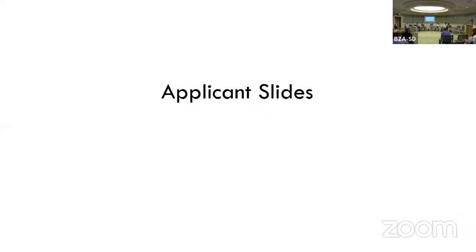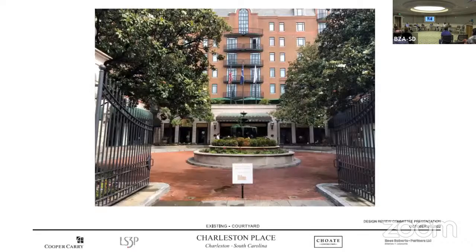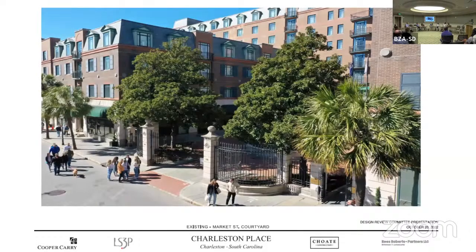Then I'll go through the applicant slides, and they can elaborate on them, but they ask for a very specific order. So here's just a straight-on look through the gate on Market. The southern magnolias flank the east and west sides of the courtyard, basically in the corners. Again, a street view from Market.